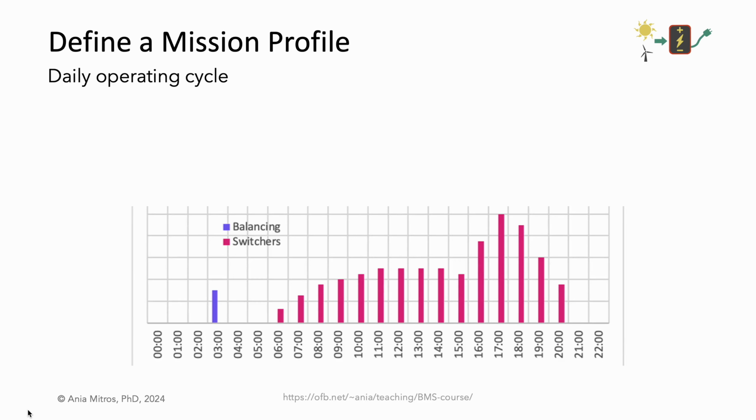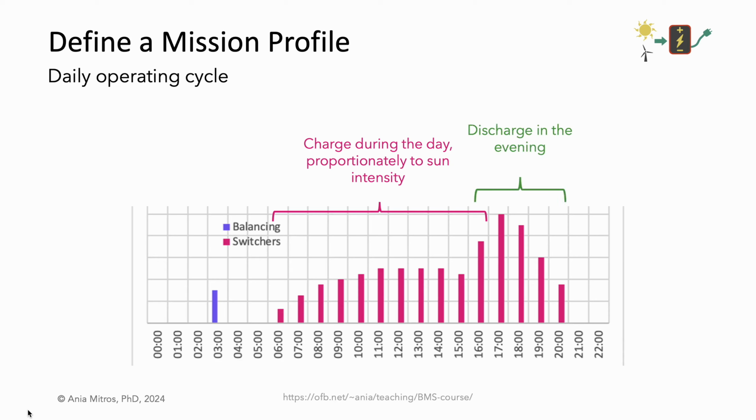Estimate the daily operating cycle. Perhaps we charge from solar panels during the day, with the switching converters shuttling more energy as the sun shines more brightly midday. In the evening, we discharge the day's accumulated energy. With a high balancing current, balancing is a small fraction of the day. We might balance at night, when the battery is well rested and not much else is happening.